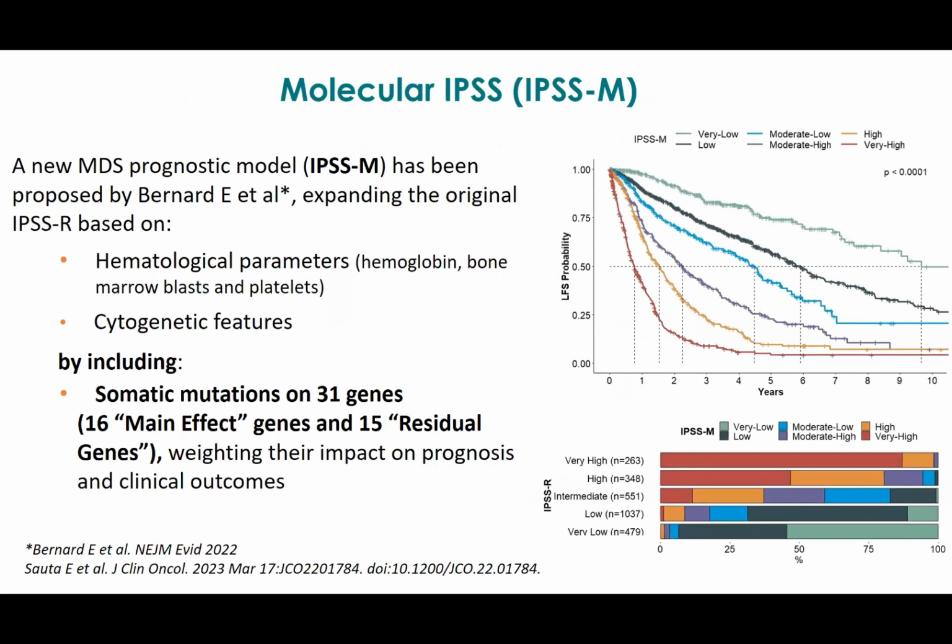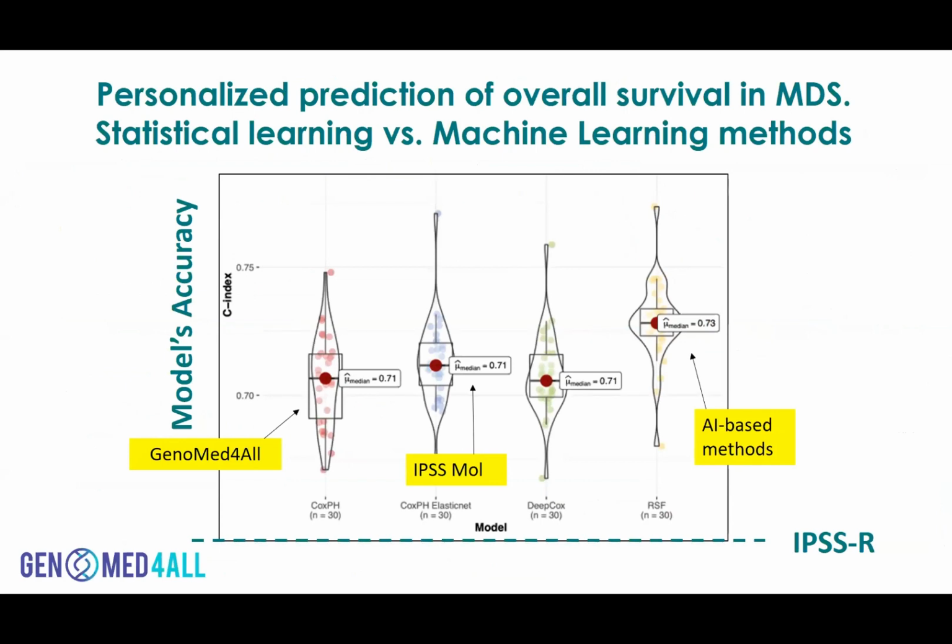In this context, recently a new prognostic model was proposed, IPSS molecular, that is able to integrate conventional hematological parameters together with cytogenetics and, as you can see here, somatic mutations in 31 genes that are related to MDS. And this score was found to be able to improve the prognostic stratification of the patient across all the clinically relevant endpoints, that is the probability of survival and the risk of leukemic transformation. So the clinical question is if artificial intelligence is able to improve the precision of these tools.